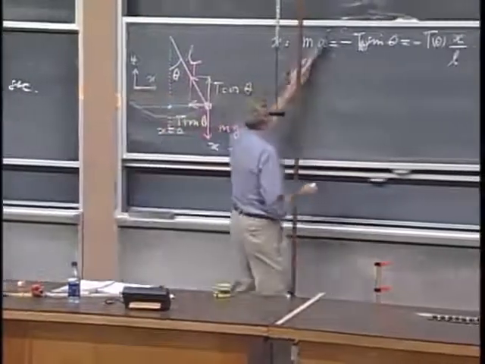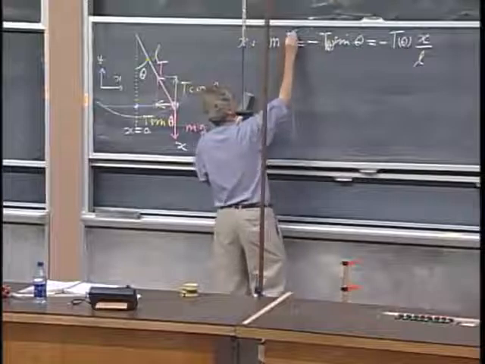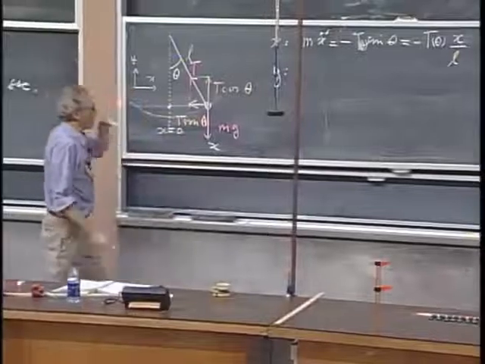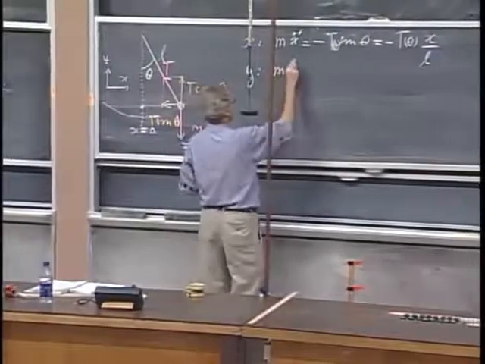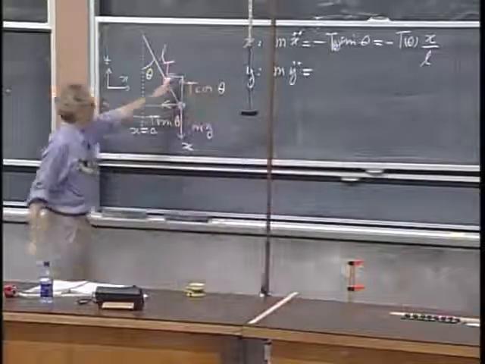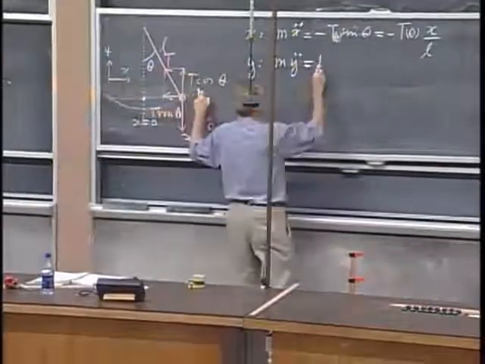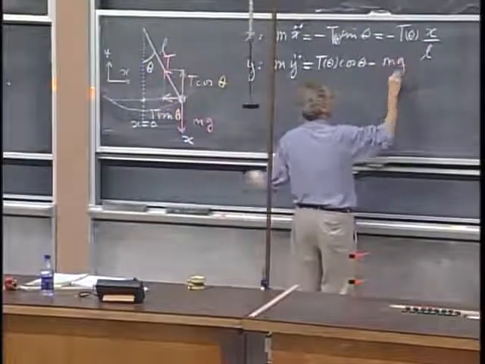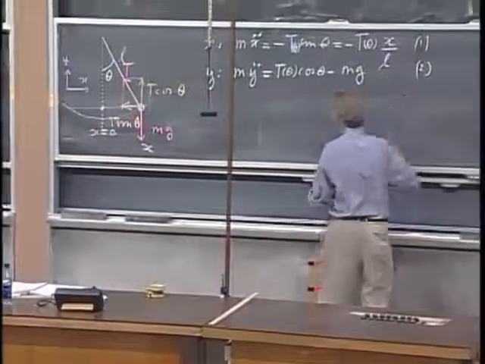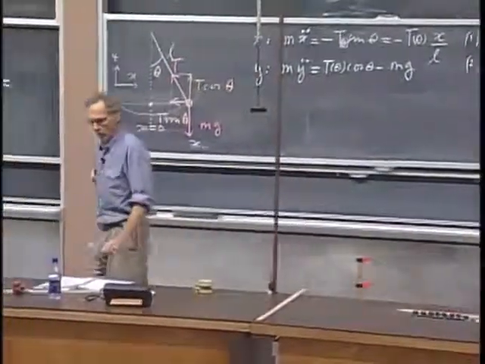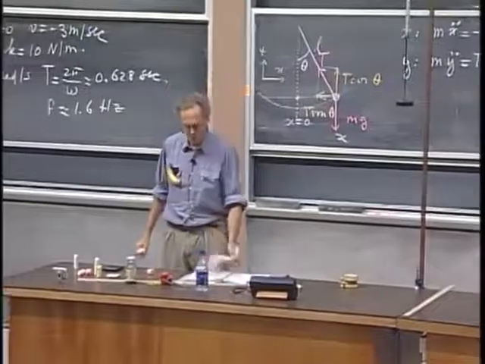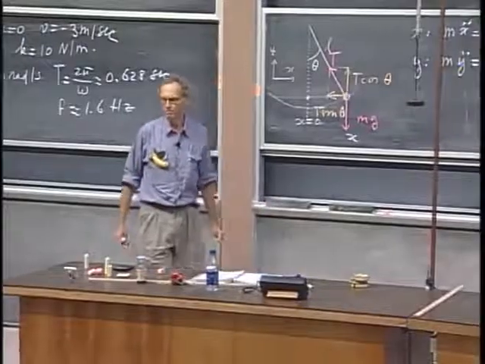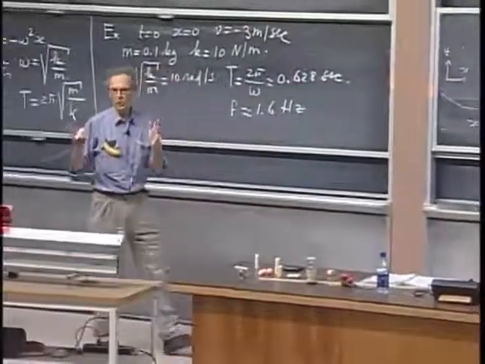And I prefer always for this a to write down x double dot. Now the y direction. In the y direction, I have m y double dot equals. This is my plus direction, so I have T cosine theta minus mg. This is equation 1, and this is equation 2. And so now we have to solve two coupled differential equations, which is a hopeless task. It looks like a zoo, and it is a zoo. And now we're going to make some approximations.